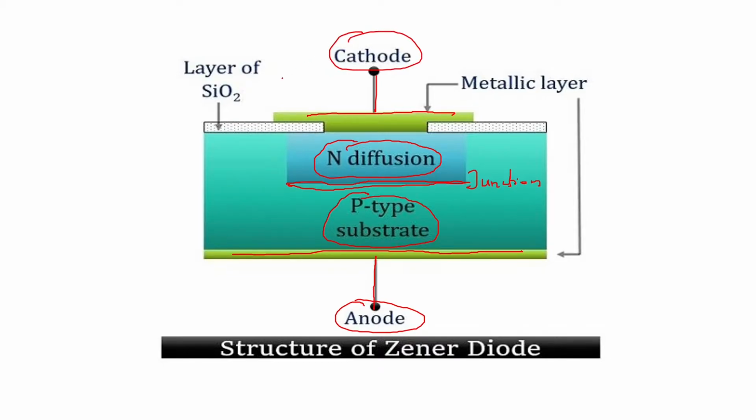And there is a layer of SiO2 oxide layer, silicon dioxide layer. So here you can see silicon dioxide, and here also you can see silicon dioxide SiO2 layer. This is an insulator, and it is there to prevent the contamination of the junction. The junction should not get contaminated by anything. That is why some layer of SiO2 is placed over here and here. You can see in the arrangement. Okay, so this is the structure of Zener diode.